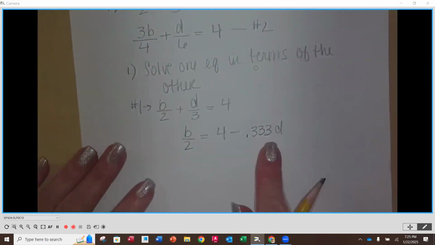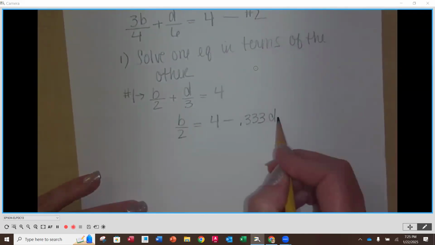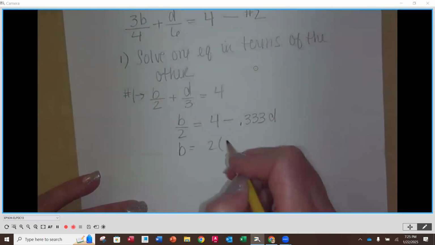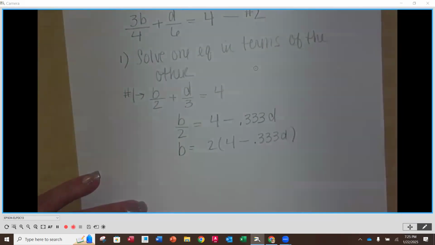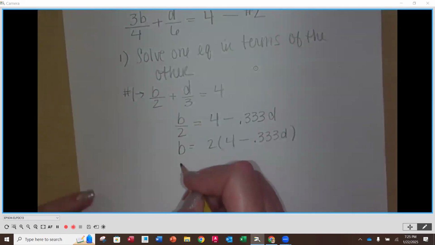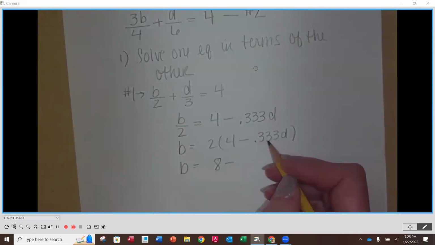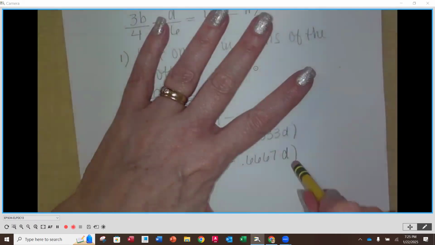And then I need to get b by itself yet. This is a divide by 2, so that means it's going to be multiplied by 2 on top here. So b is going to be equal to 2 times everything here. It's going to be 2 times 4 minus 0.333 d, right? So I'm going to distribute the 2. b is equal to 8 minus 2/3, right? If I take 1/3 times 2, it's going to be 2/3. So it's going to be 0.6667 d. Oops, I don't need a parentheses there.